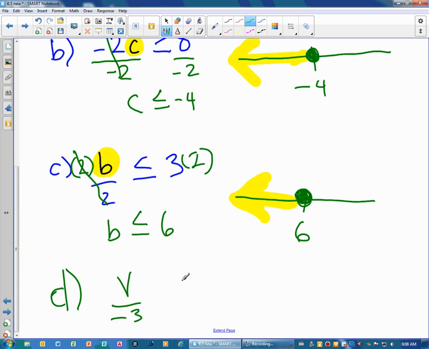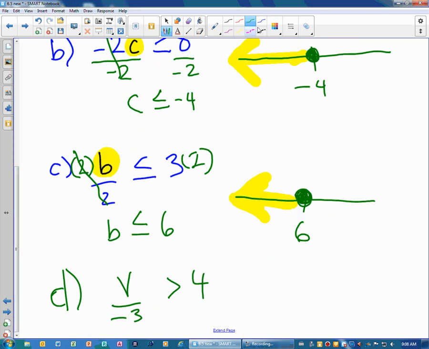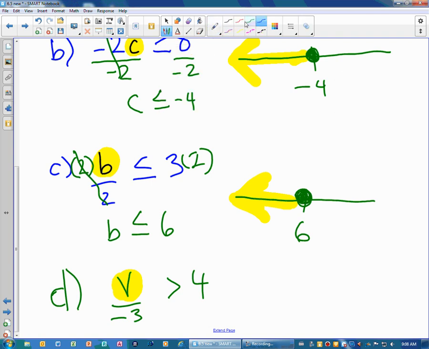Over negative 3 greater than 4. All right, there we go. Okay, let me switch my colors. All right, here's my variable v. V is what I need to isolate. It's the same as c. It's being divided by negative 3.